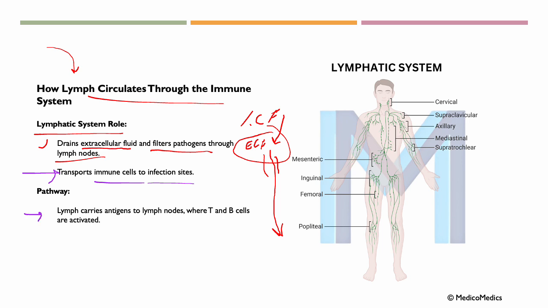Now, lymph carries antigens to lymph nodes where T and B cells are activated. If you remember the previous slides, we showed an illustration of the lymph node looking a bit like a kidney. And we said that some areas are rich in B cells, some in T cells, etc. So the lymphatic vessel system carries antigens to these lymph nodes where B and T cells are activated and where they can destroy the pathogen.